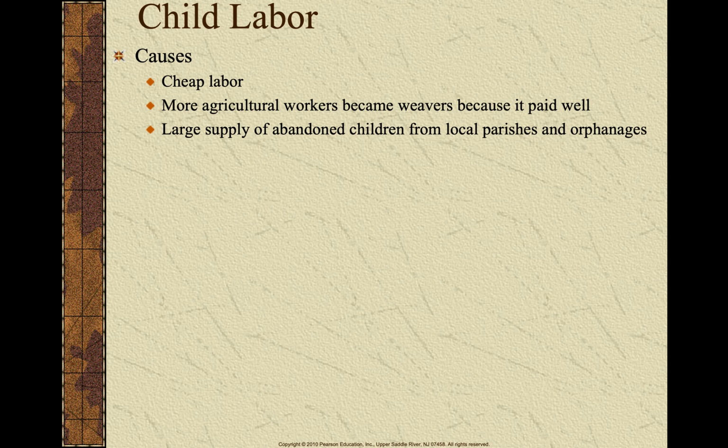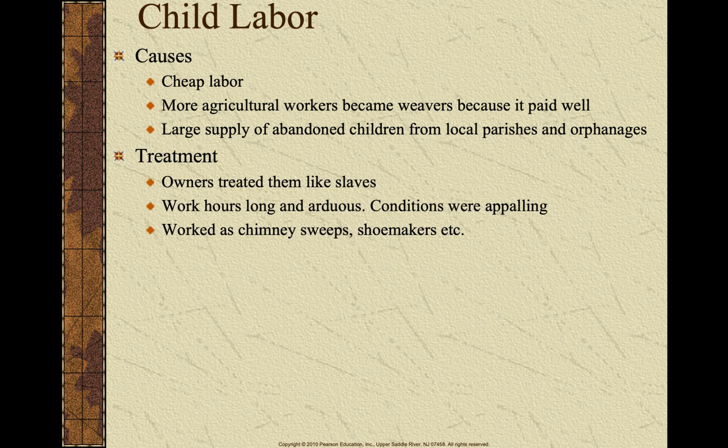If you have ever read Charles Dickens, he was a writer, and a lot of his themes go back to industrial Great Britain of the 1800s, and one of the stories that really talks about these abandoned children is Oliver Twist. So just a note on that, there are a lot of abandoned children that are going to be exploited by business owners. They're going to be treated awful, treated like slaves. They're going to have long work hours, their conditions are going to be terrible, and they're going to work as chimney sweeps and shoemakers.